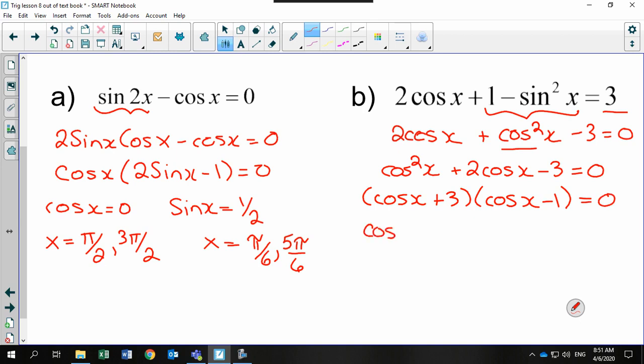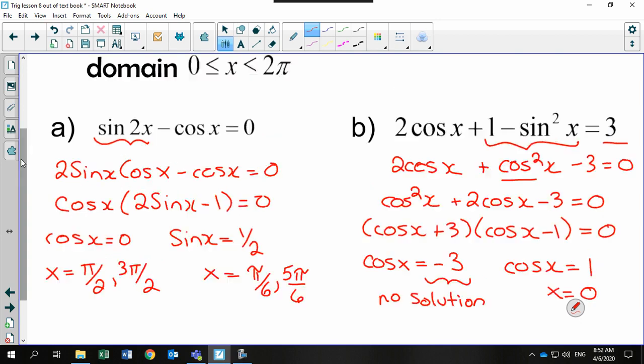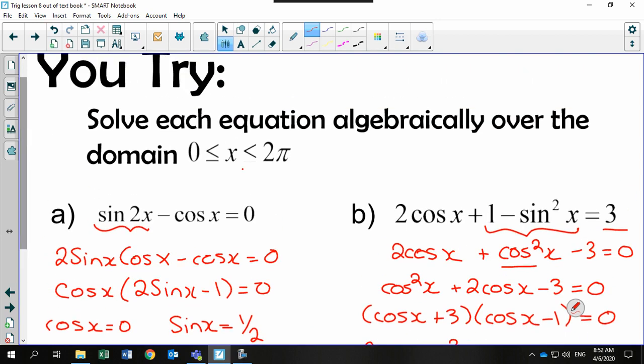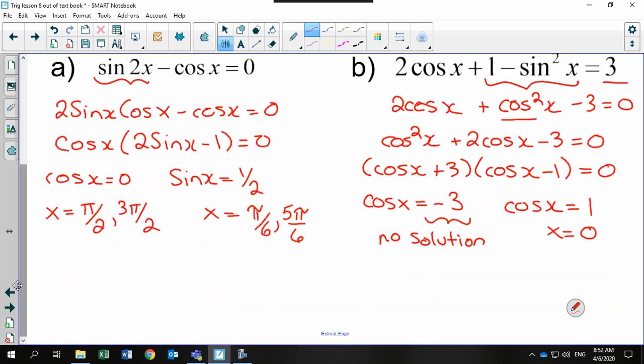We're going to get cos of x is equal to negative 3 and cos of x equals positive 1. Again, we know it can't be greater than 1 or less than negative 1, so this part has no solution. But cos x equals 1 at x is equal to 0. It could also be at 2 pi, but notice here in our domain, it's not equal to 2 pi. Be careful, always check your domain. So we only have one solution, x is equal to 0.